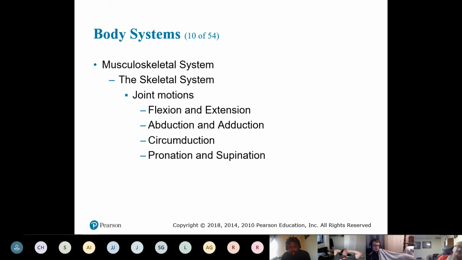And it's because of those joints that we already covered flexion and extension, and abduction and adduction, and pronation, supination. The only one we didn't do is circumduction, and that's going all the way around.